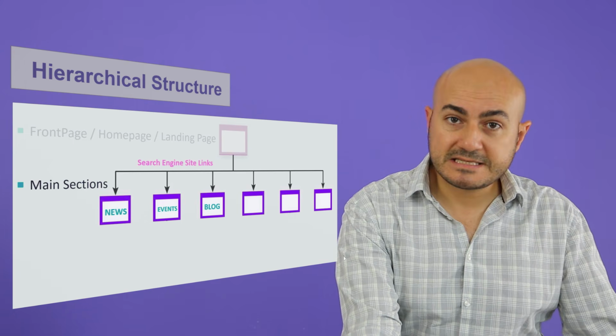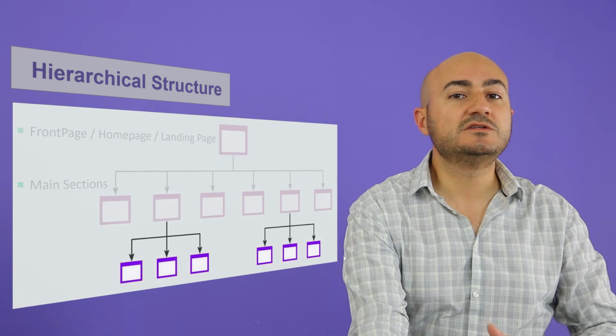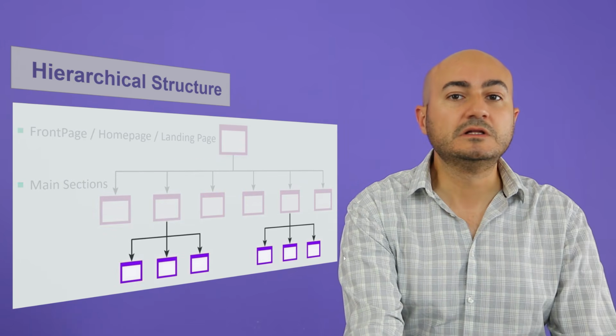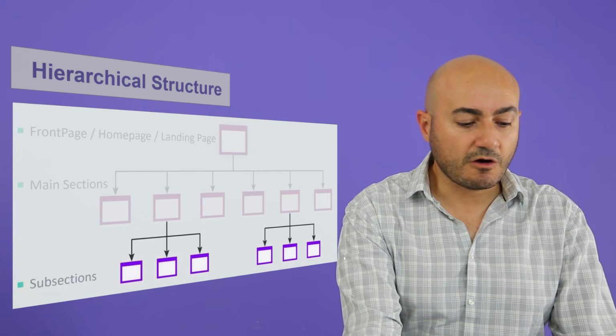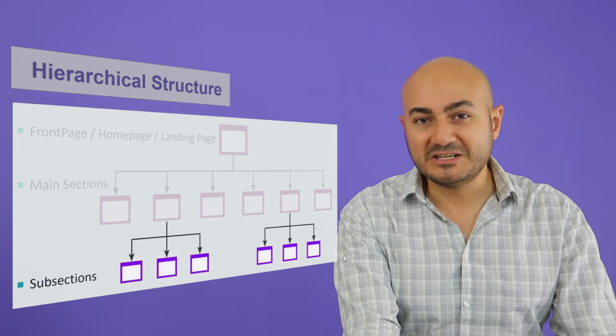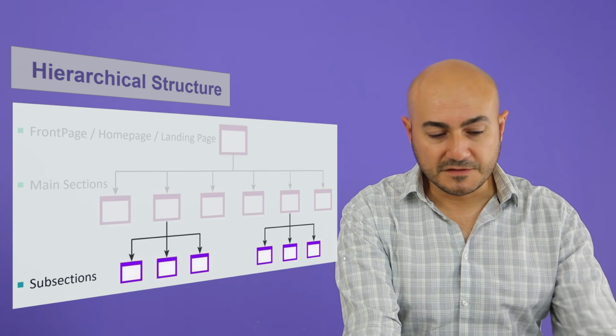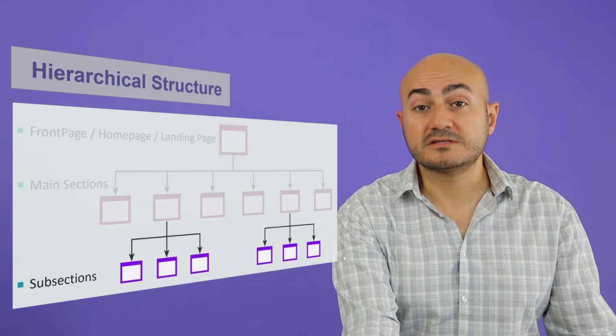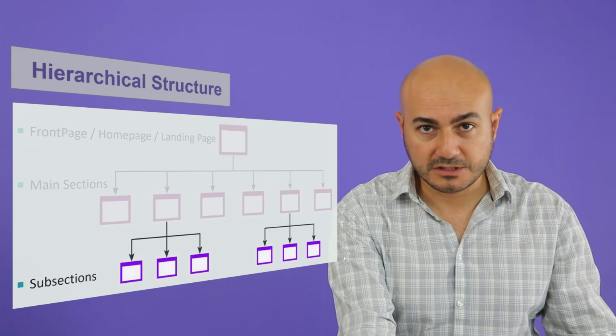So these are the main sections, and from there you would go into another level, a level deeper, which is called the subsections. And this is where your sub pages would live. So this is in general how the hierarchical structure is laid out.